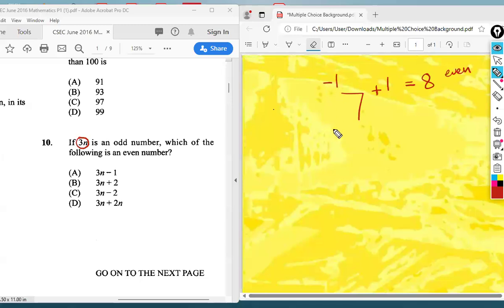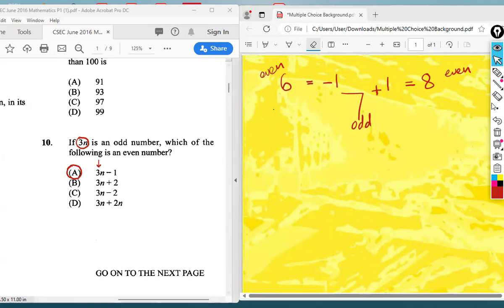Or minus 1. 7 minus 1 is 6. So any odd number in the world, if you add 1 or subtract 1, you always end up with an even number, which makes the answer A. Because they said 3n represents an odd number, if you add 1 or minus 1, you can be sure in maths you're going to end up with an even number. Right? So number 10 is E, right? Don't think I saw any wrong answers. Only one wrong answer I saw. Great. So let's move on.